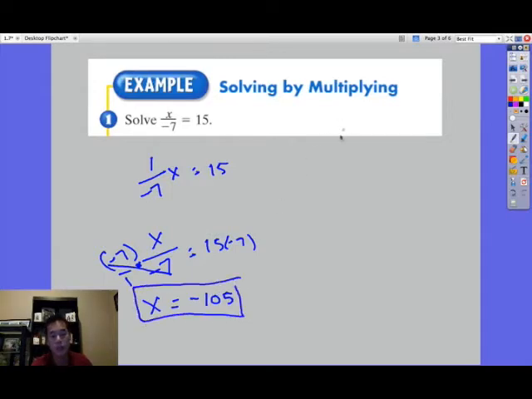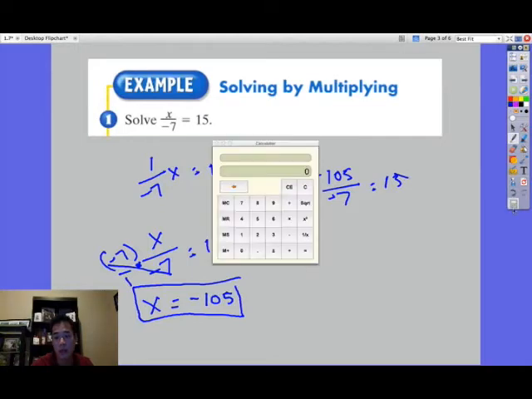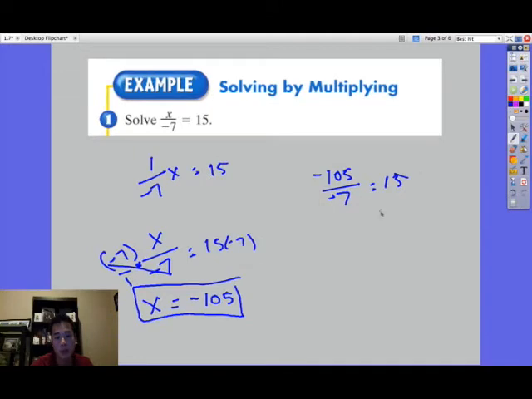How do we check our work? Substitute it back in. Negative 105 over negative 7 is equal to 15. You know that a negative divided by a negative is a positive. You can quickly check your answer using a calculator. 105 divided by 7 should equal 15, and it is. So we know that the correct solution is x is equal to negative 105.